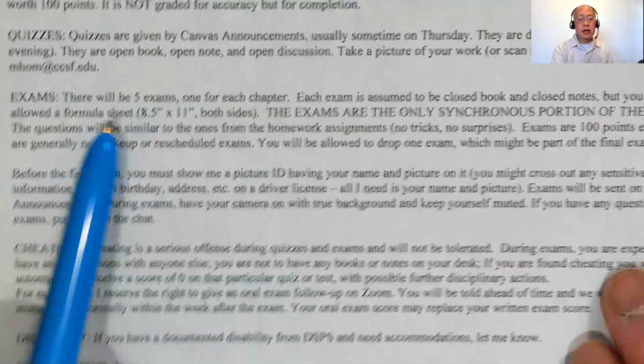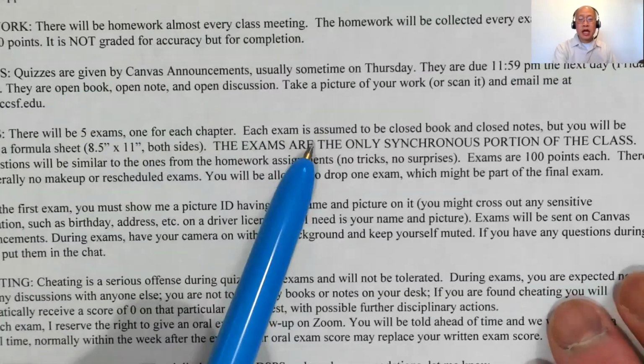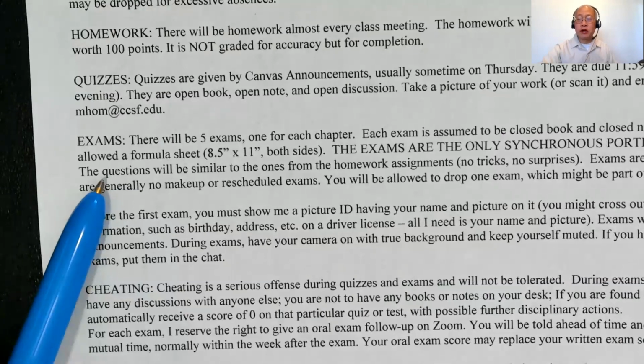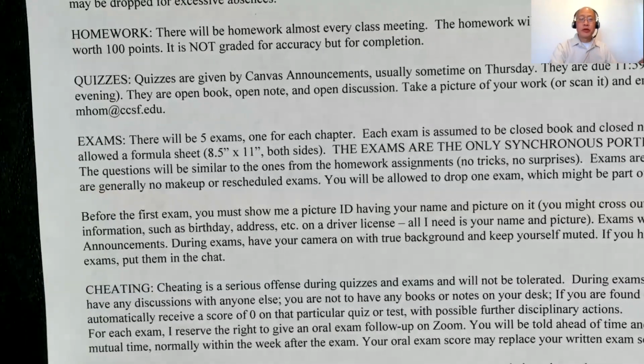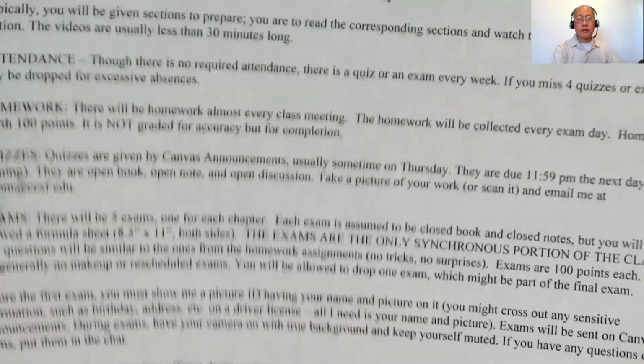All right, so exams, 5 exams, 1 for each chapter. The exams are closed book and closed notes, but you're allowed to have 1 formula sheet. Okay, so the extent of your cheat sheet is 1 8.5 by 11 sheet, both sides, front and back. Put down anything that you wish, any formula, sample problems, that's allowed.